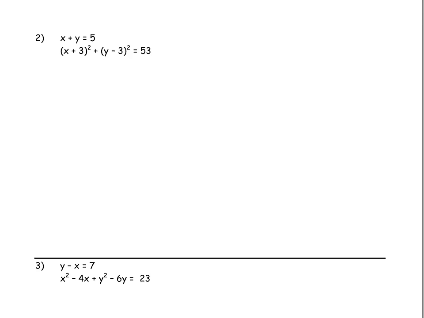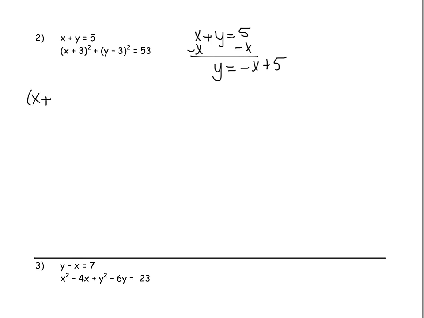So if you look, the first one is our line, and the second one is our circle. So we're going to solve the line for y equals. So I'm going to do that over here. x plus y equals 5, minus x on both sides. y equals negative x plus 5. So we now have our line in y equals form, and we're going to substitute this line every time I see a y. This one's going to be funny, but it'll still work out.